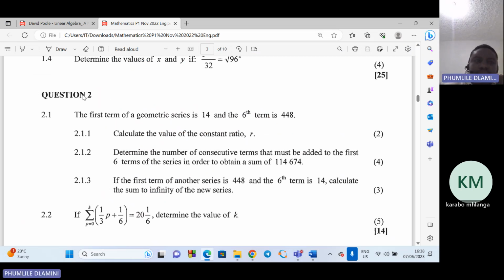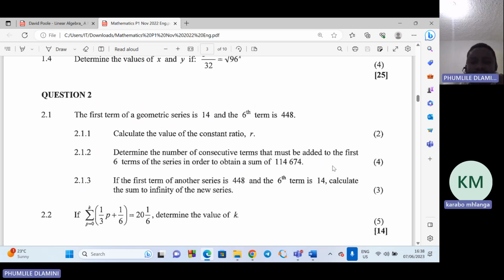So the other question says: determine the number of consecutive terms that must be added to the first 6 terms of the series in order to obtain the sum of 114 674.